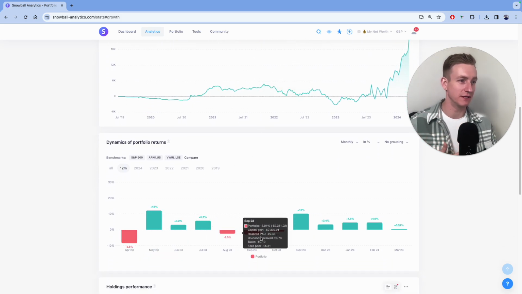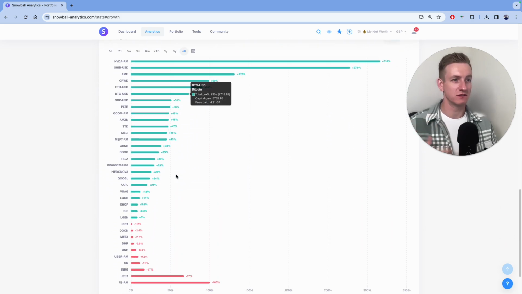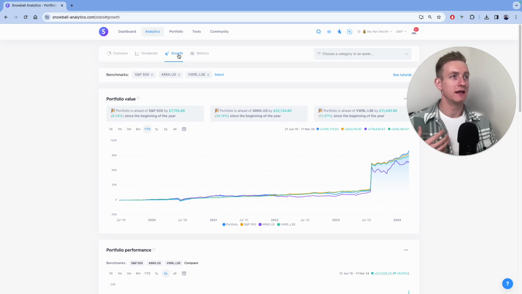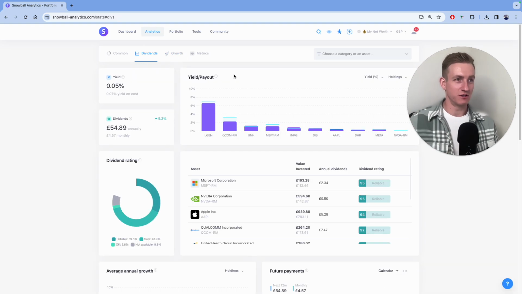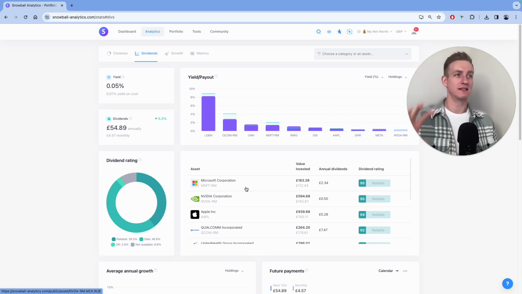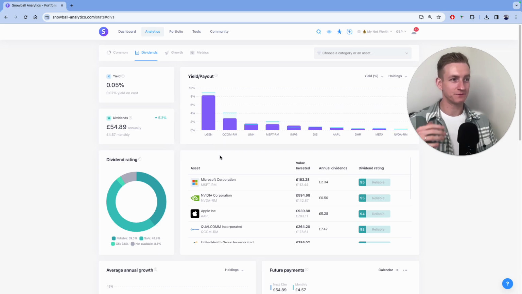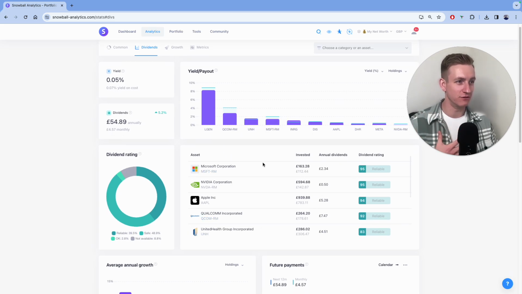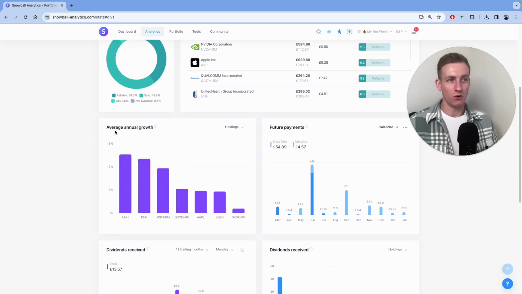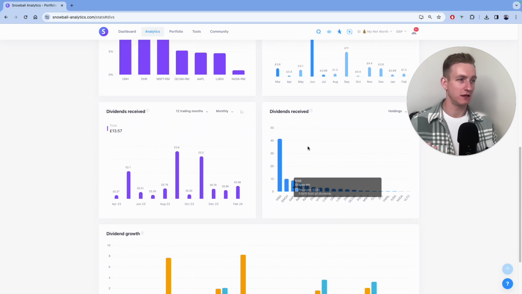And then you can see a year by year, a month by month breakdown of how the portfolio is doing versus the benchmarks. And then it's got all of your holdings performance. Okay. Now, I'm not a dividend investor, but I'm going to show you this tab anyway, because it's nice to see. But if you are a dividend investor, this is next level. So it's going to show you what your yield is for each individual stock that you're owning, what the reliability of your dividend stocks is, the dividend rating as a whole for your portfolio. It's going to show you your average annual growth, your future payments, your dividends received, all of this kind of stuff.